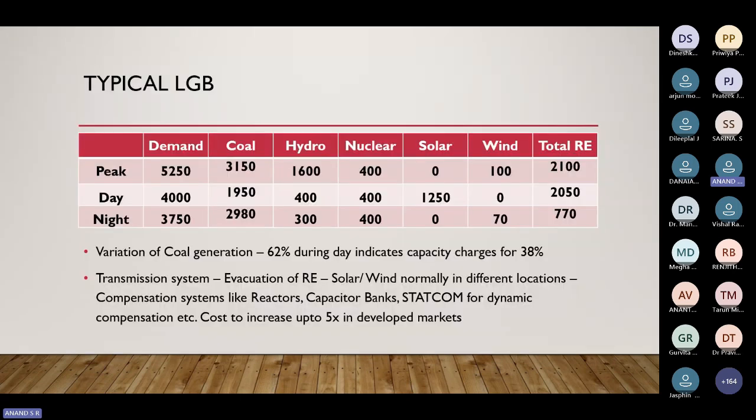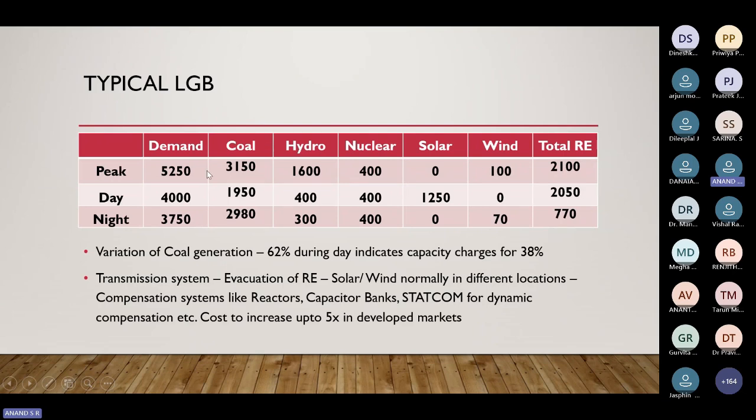Now coming to a practical case, this was something which I indicated. Suppose we have a system like that of Kerala. It's not an exact replica of the actual system requirement, but I have taken it as an example. Peak requirement could be something like 5,250 megawatt. This is being met by coal-based generation to the extent of 3,150. Hydro, we have about 1,600, nuclear 400. And again, wind, we have 100. So the total RE could be something around 2,100 megawatt.